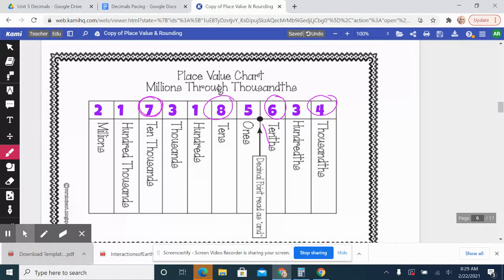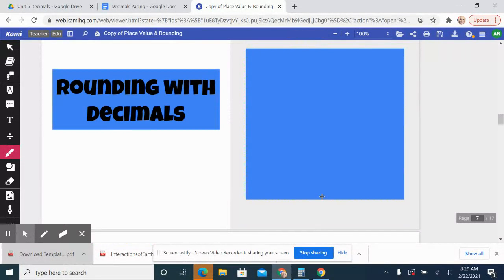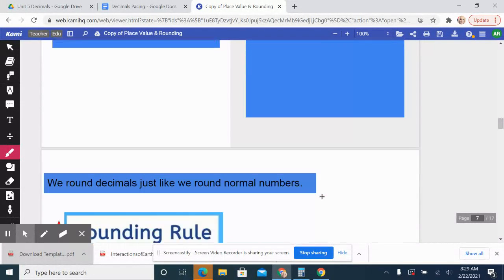But I know that the majority of you know this. Okay, so now we're gonna kind of switch up here and we're gonna do rounding. So now we're gonna refresh on how to round with a decimal.